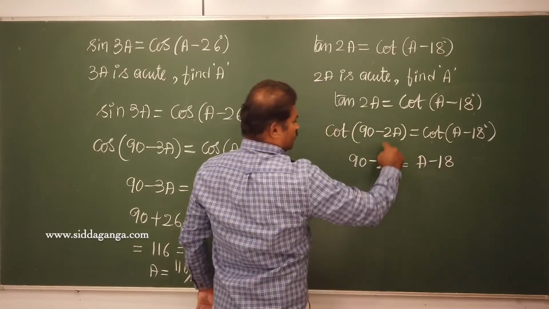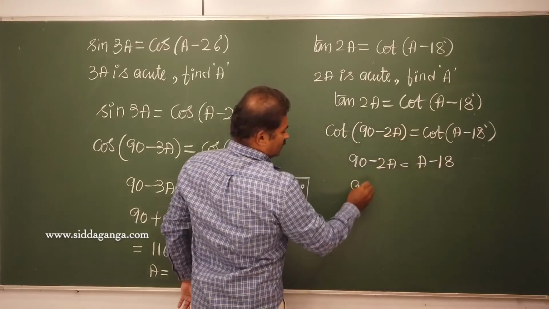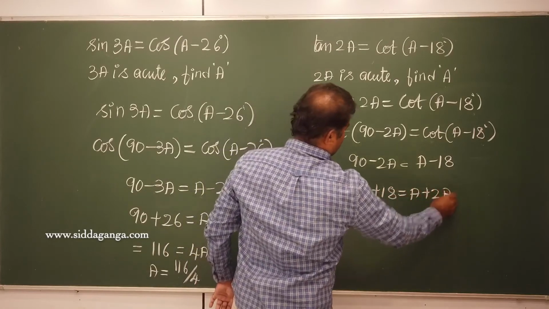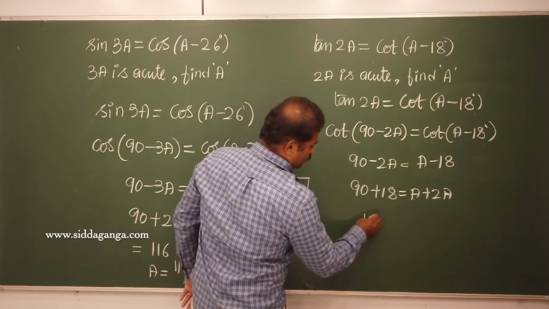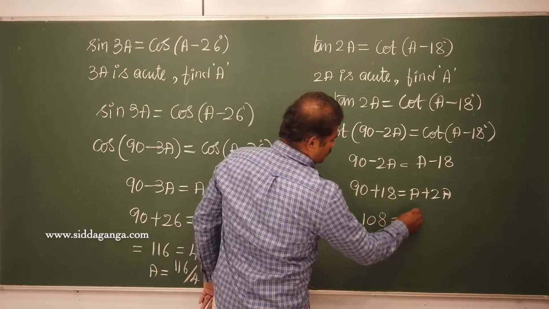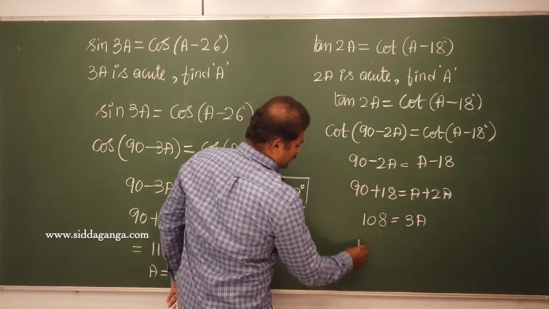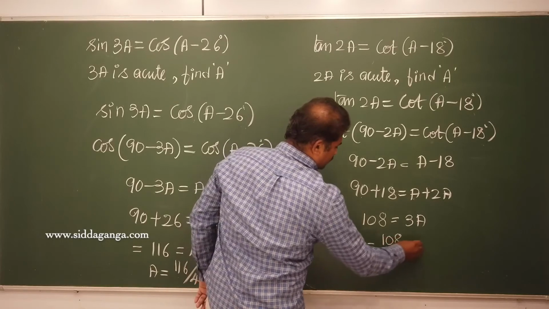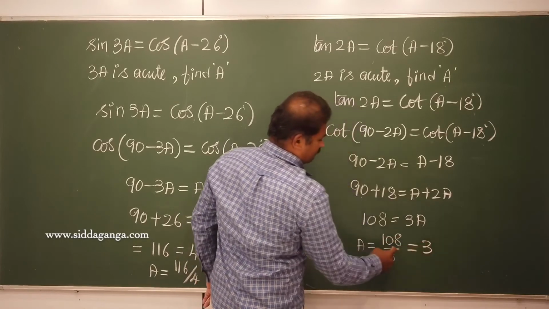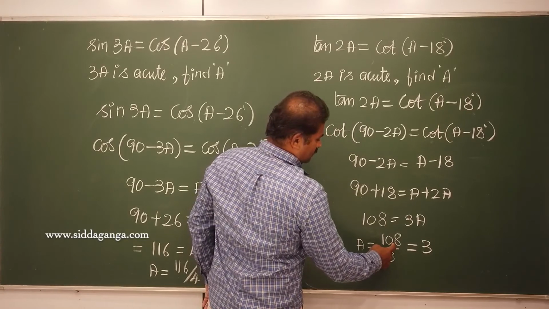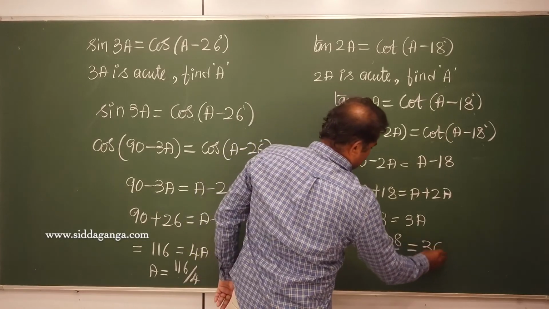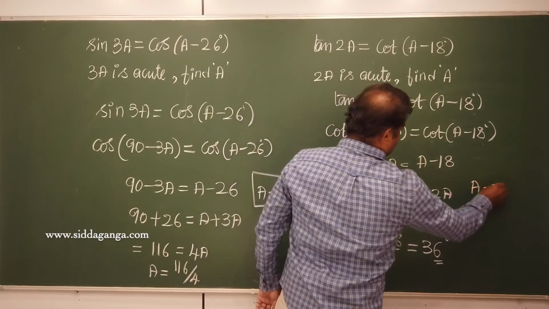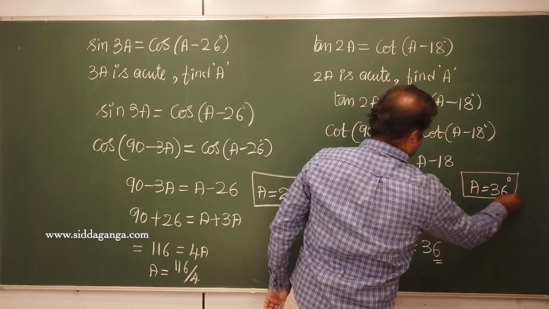Shift 2A to that side, shift minus 18 to this side. So 90 plus 18 is equal to A plus 2A. So 90 plus 18 is 108, which is equal to 3A. So when you divide 108 by 3, you'll get the value of A. 108 by 3 is 36 degrees. Therefore, A is equal to 36 degrees.